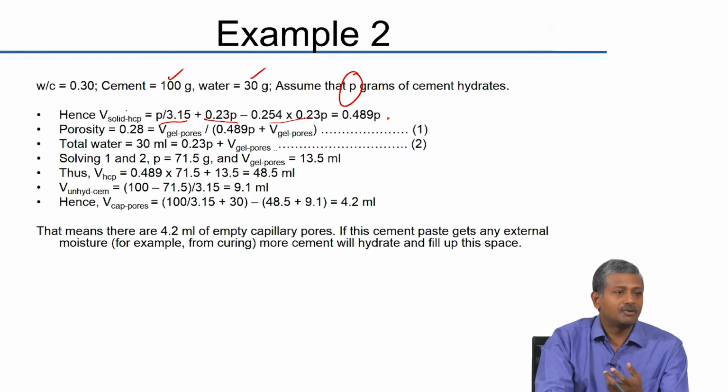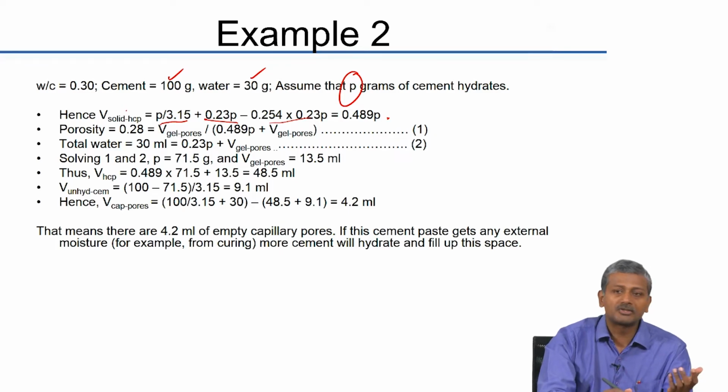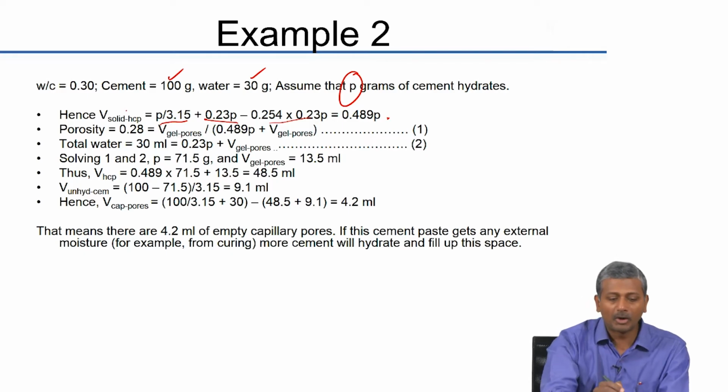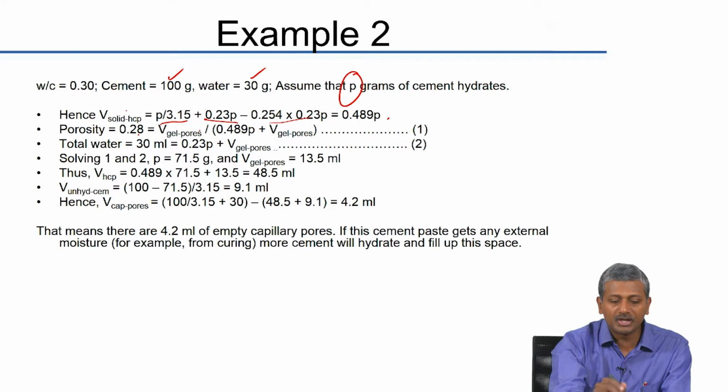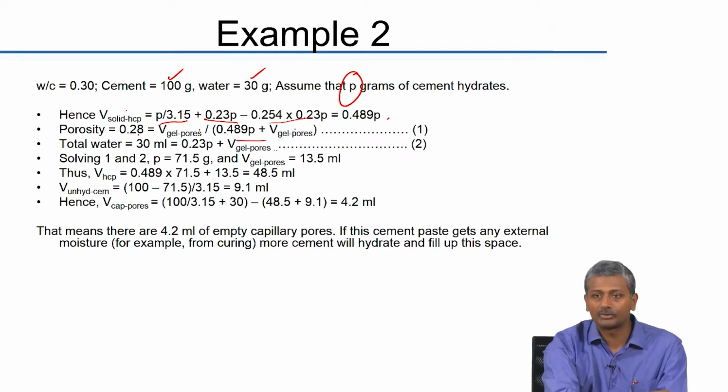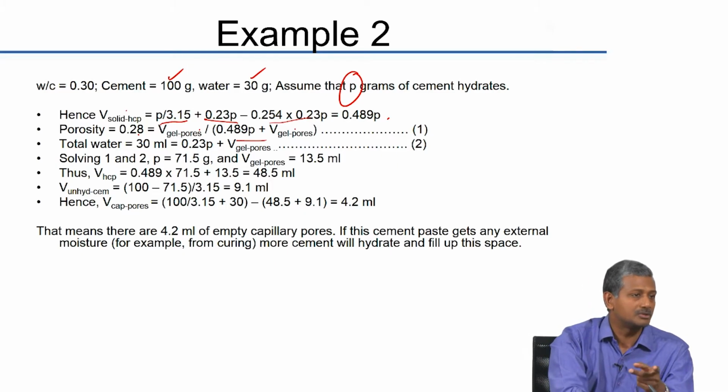The other assumption that we made, which is based obviously on good experimental observation, is that the characteristic porosity of the CSH is 28%. So this 0.28 should be equal to the volume of gel pores divided by the volume of solid HCP, that is 0.489 P, plus volume of gel pores. So that is your first equation. It has got two unknowns, so you need to have another equation. Okay. What is the other equation going to say?